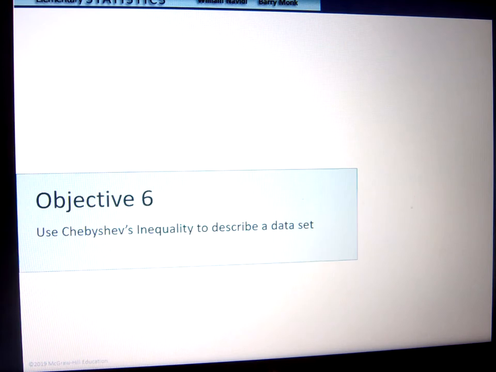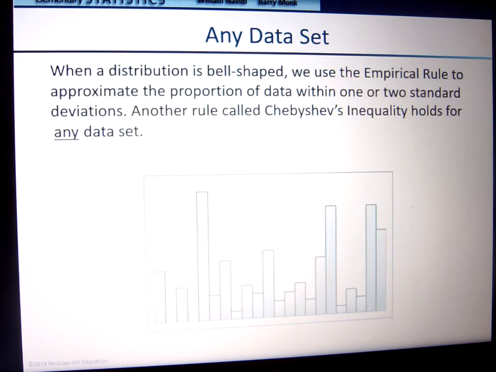All right, now Chebyshev's inequality to describe the data set is used whenever we might not have a bell-shaped curve. So when it's bell-shaped, we can use the empirical rule to approximate it. If we do not have a bell shape, then we can use Chebyshev's inequality, which holds for any data set.